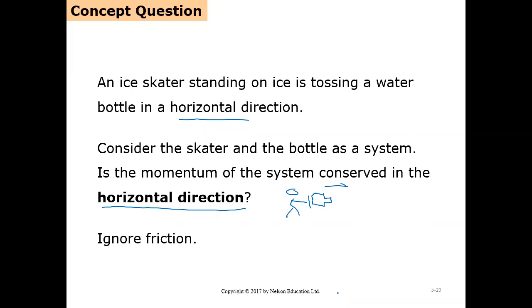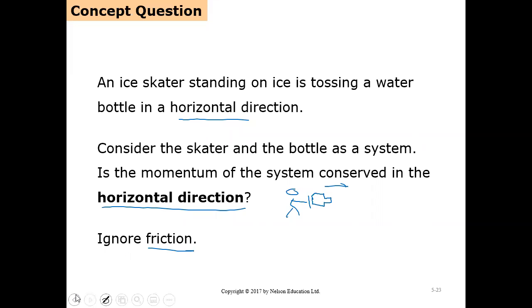So this is why this question is different, because now he is not asking in general, but whether it is conserved in the horizontal direction. Now, what do you think the answer is? Yes, we have no external horizontal force because we are ignoring the friction.